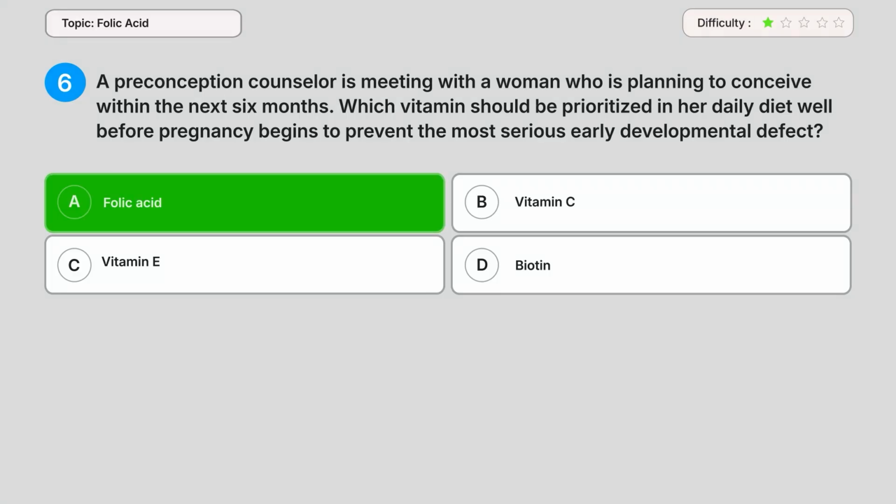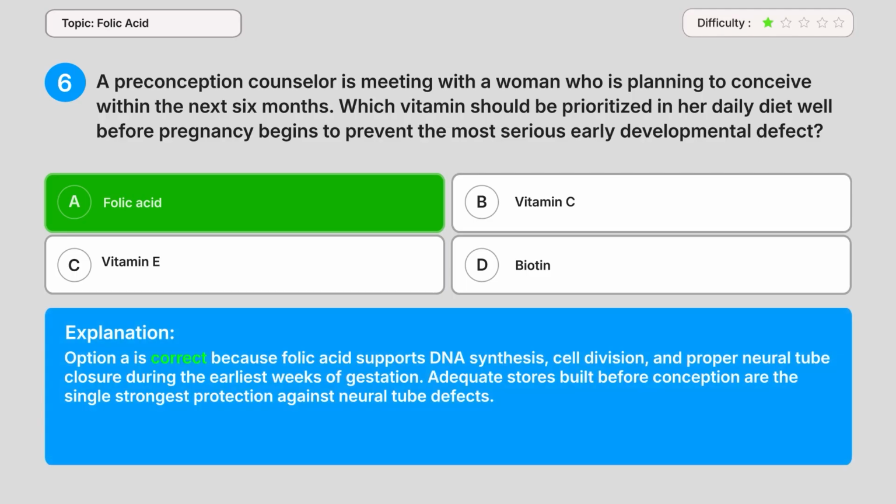Correct answer, A. Folic acid. Explanation: option A is correct because folic acid supports DNA synthesis, cell division, and proper neural tube closure during the earliest weeks of gestation. Adequate stores built before conception are the single strongest protection against neural tube defects.